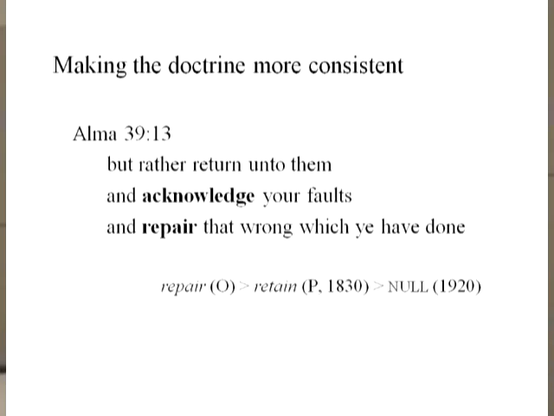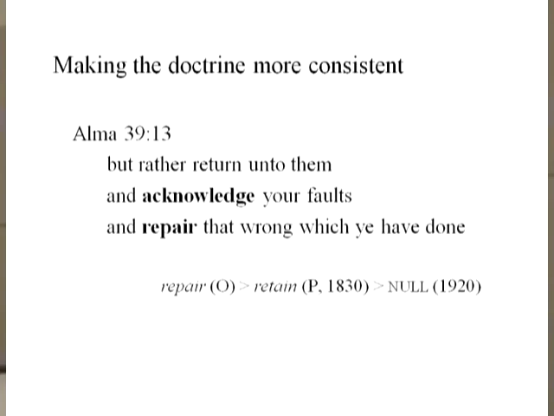When Oliver copied this, after he got done writing the page in the original, he dropped ink drops on the page. And the P has an ascender, and a little drop of ink went right on top of it and crossed it, so it looks like a T. And Oliver's R's and N's sometimes look alike. So when he came to copy this, he copied it as "acknowledge your faults and retain that wrong which ye have done." And it really doesn't quite work.